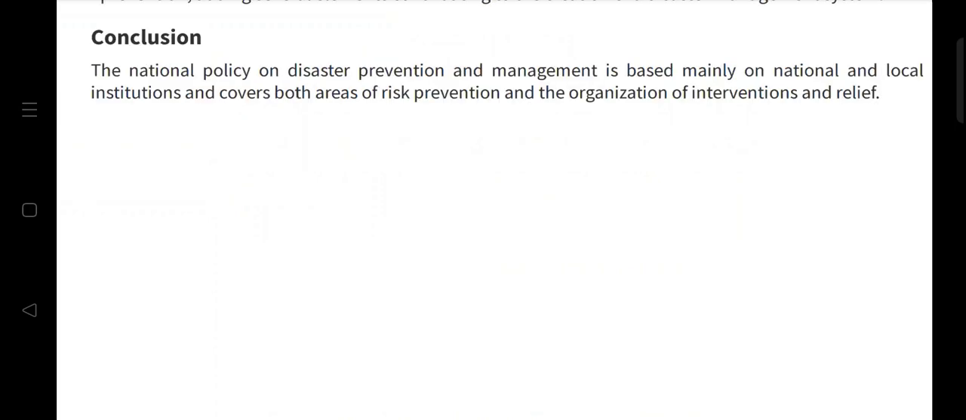At the conclusion of this first chapter, the national policy on disaster prevention and management is based mainly on national and local institutions and covers both areas of risk prevention and the organization of intervention and relief. So we learn what are some examples of policy changes or regulations that have been implemented in response to industrial disaster. And also we learn what is the role of uncertainty in disaster risk management.